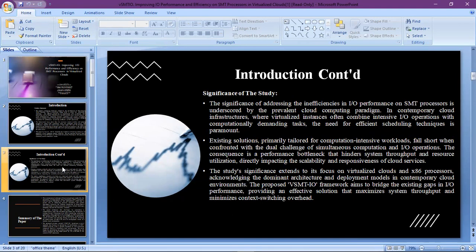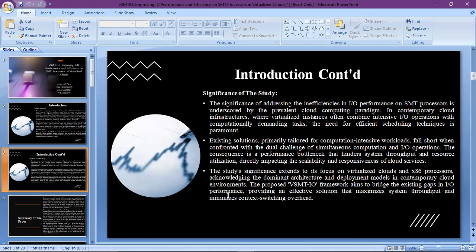Significance and importance of the study. The importance of addressing I/O performance inefficiencies on SMT processors becomes clear in the context of prevalent cloud computing practices. In modern cloud infrastructures, virtualized instances often combine intense I/O operations with computationally demanding tasks, making efficient scheduling techniques crucial.